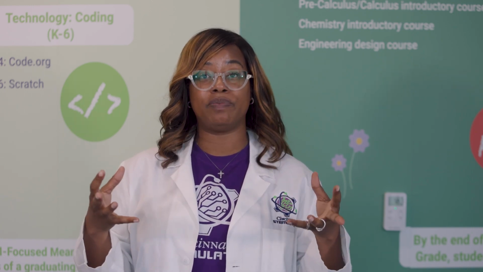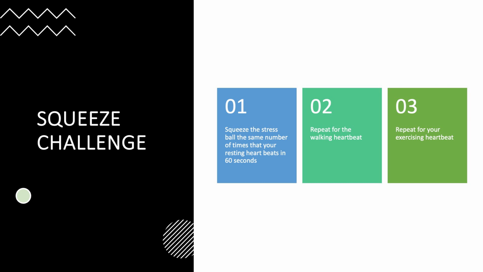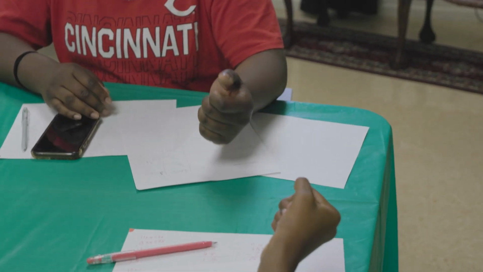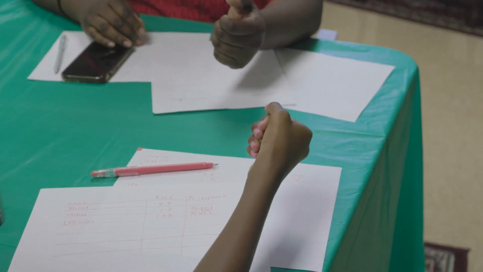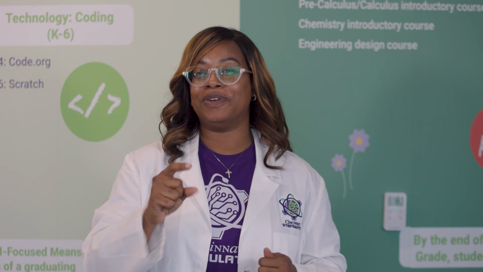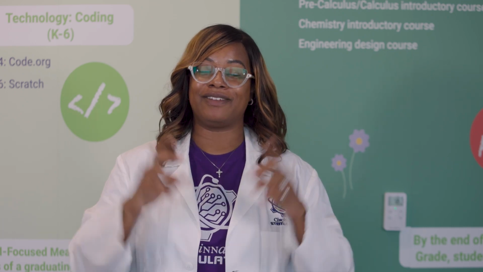So you can build an appreciation for how fast your heart is beating. Take your stress ball or anything that you can squeeze, and I want you to squeeze the ball as many times as your heart was beating in that minute. So if your resting heart rate was 68, squeeze the ball 68 times. If your walking heart rate is 200, see if you can squeeze that ball 200 times in 1 minute. Ready, go.